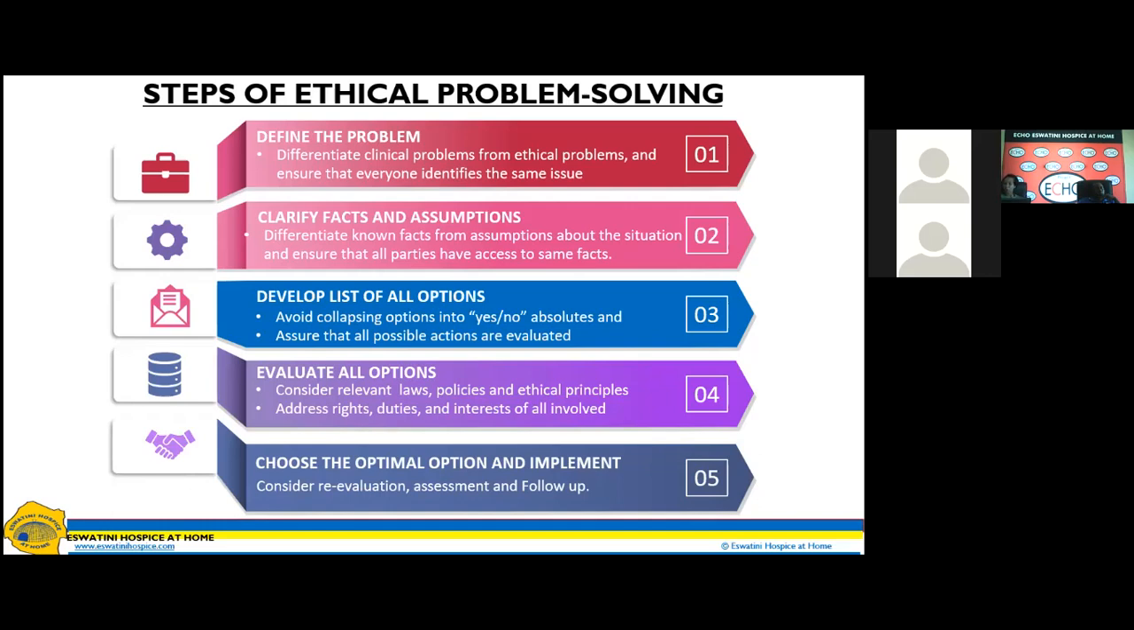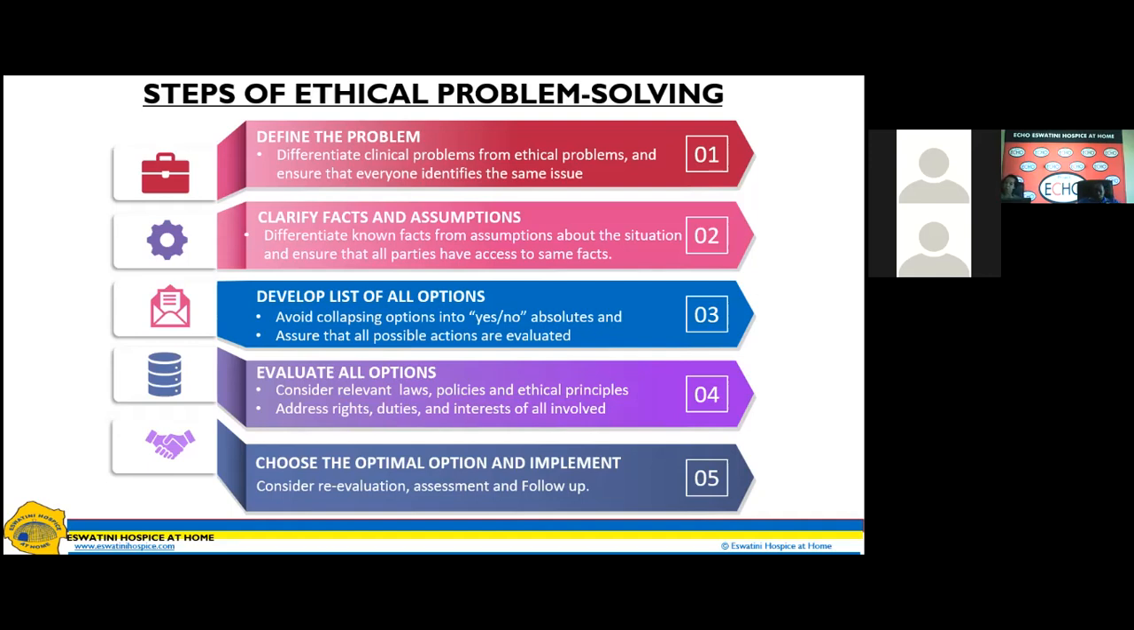Differentiate clinical problems from ethical problems and ensure that everyone identifies the same issue. Even the team has to identify the same issue here. Okay, let's start the wheel. Clarify the facts and assumptions, whereby we differentiate known facts from assumptions about the situation and ensure that all parties have access to the same facts.